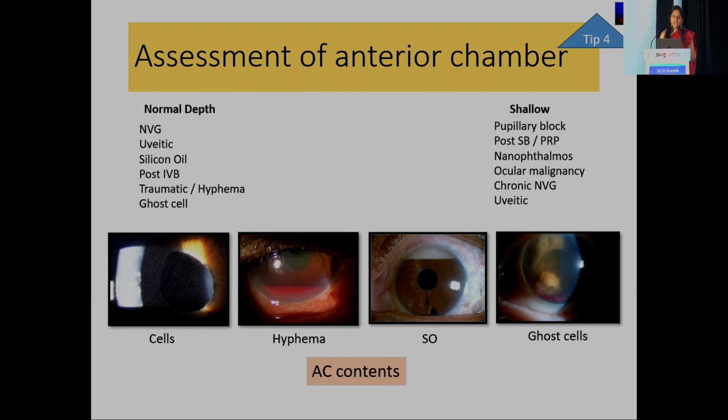And also examine the anterior chamber for contents. So look for the presence of cells, look for the presence of blood, look for presence of silicone oil, how they present. It's usually an inverse hypopyon that you see, like what is seen here. Sometimes there may be retained lens fragments and other things.